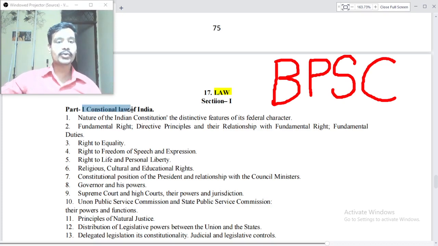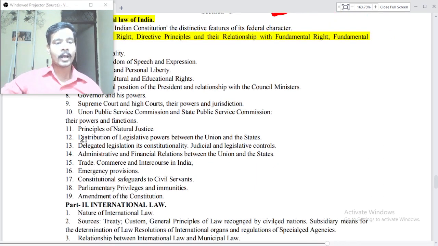Part A, Constitutional Law of India. 1. Nature of the Indian Constitution, its distinctive features of federal character, fundamental rights, directive principles and their relationship with fundamental rights, fundamental duties, right to equality, right to freedom of speech and expression, right to life and personal liberty, religious, cultural and educational rights, constitutional position of the President and relationship with the Council of Ministers, Governors and their powers, Supreme Court and High Court, their powers and jurisdictions, Union Public Service Commission and State Public Service Commission, their powers and functions, principles of natural justice, distribution of legislative powers between the Union and the states, delegated legislation, its constitutionality, judicial and legislative control.